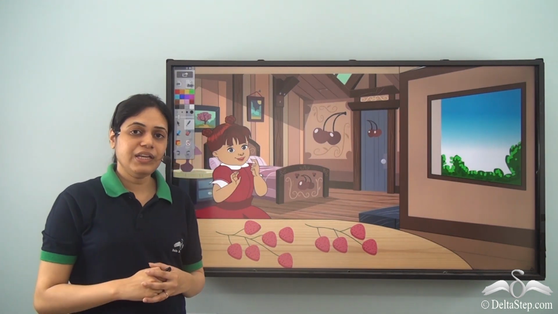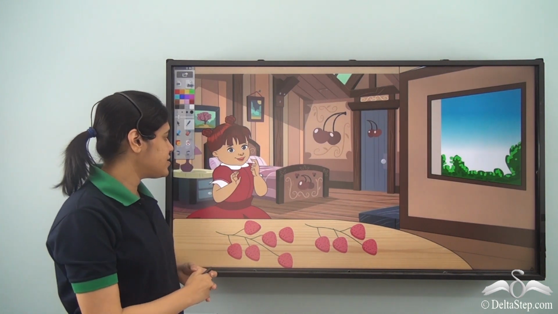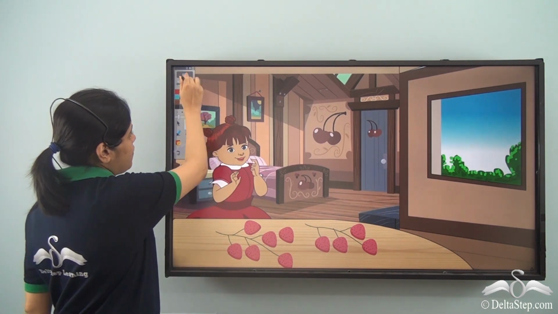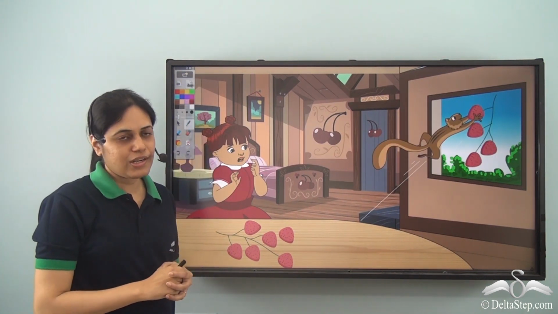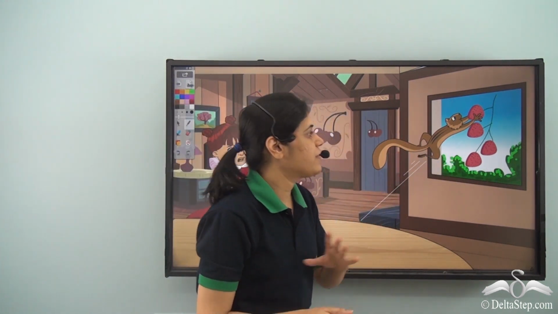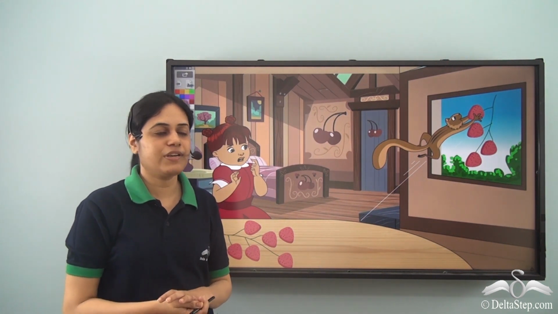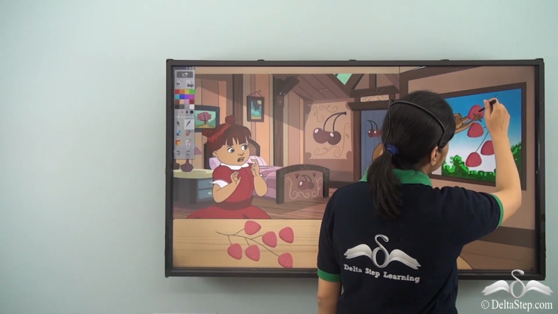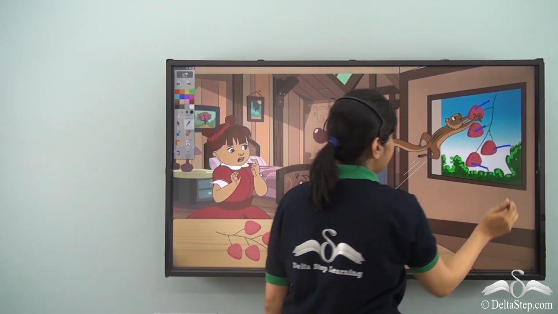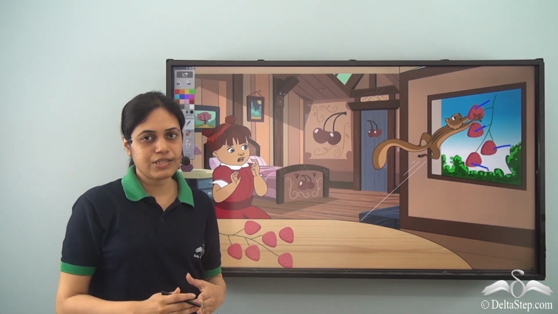Now poor Mary next day decided to have some lychees. And here she is sitting happily with the lychees. Now a cute little squirrel comes, but what she does is not really cute. She takes away a bunch of lychees of Mary and runs away. So how many lychees has the squirrel taken? 1, 2, 3, 4. So the squirrel took away 4 lychees.